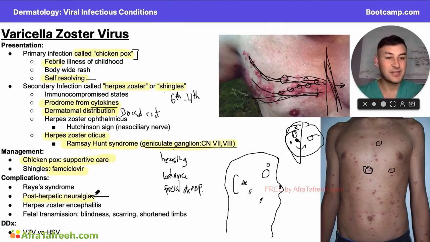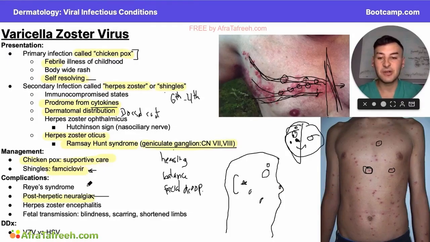So that's something to be on the lookout for and why you should choose to treat every time someone has a shingles infection. Some other complications of our VZV infections are going to be Reye's syndrome.